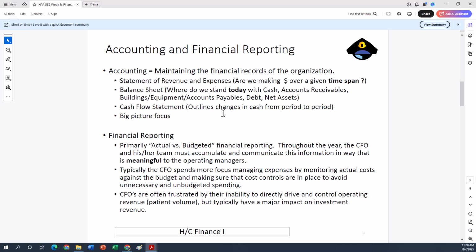Financial reporting, internally, is primarily actual versus budget reporting. Hopefully the CFO and his team are communicating that monthly, at least internally it should be monthly. Some do quarterly, but I don't think you can move fast enough. For the CFO, it's hard to really control revenue, so a lot of the focus is on expenses, just the nature of the beast in healthcare. We'll talk about that in the future.